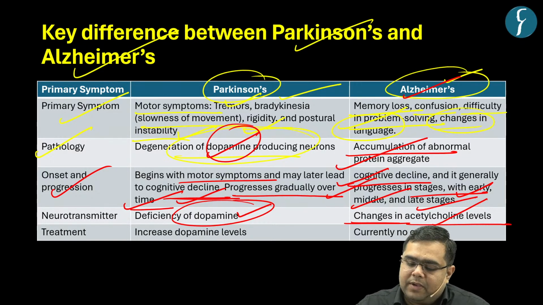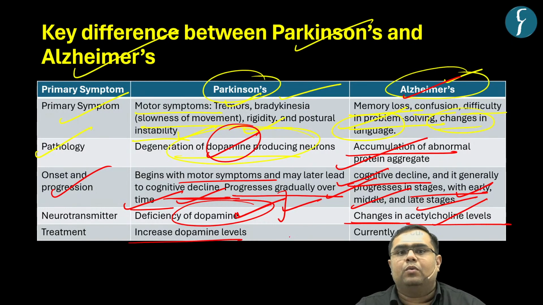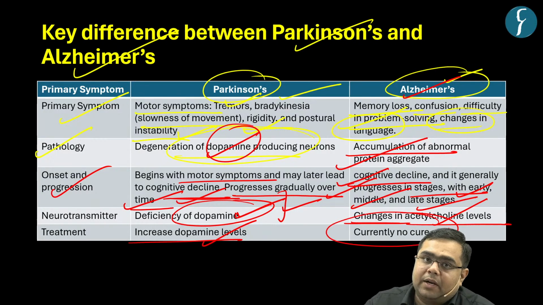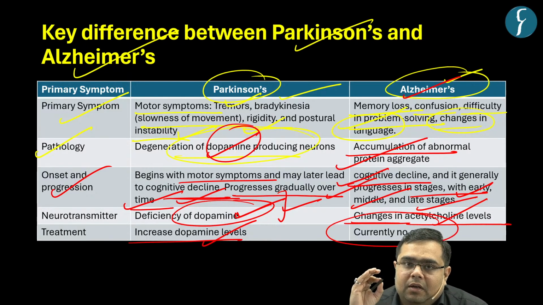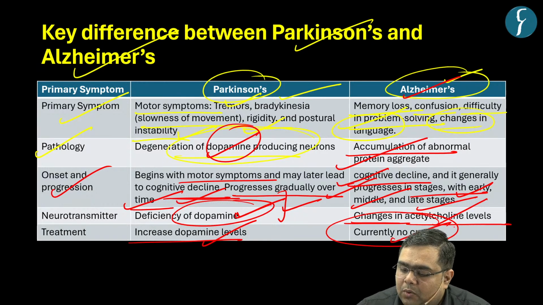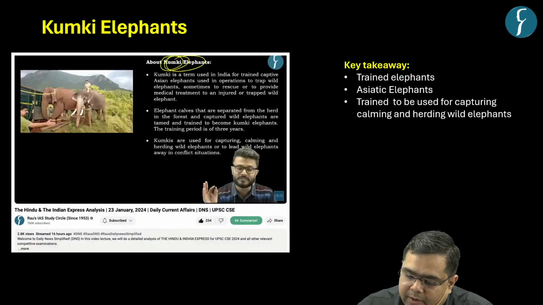So treatment: obviously, because dopamine is easy to replace, what do we do? We increase the dopamine therapy of the individual. And with respect to Alzheimer's, as of now, there is no cure. But the context of this news was that in the context of Alzheimer's patients, if a person takes daily multivitamins, right, that could lead to a delay in the Alzheimer's. But you never know, that study might be funded by some vested interest, right?